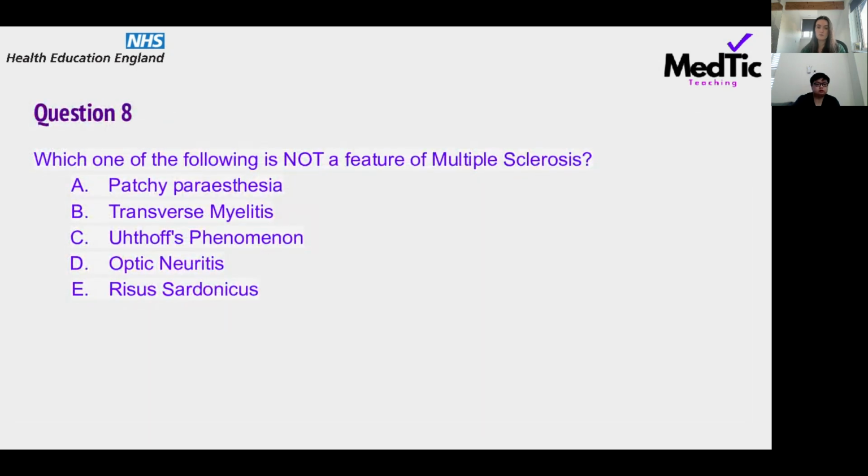So this next question over here talks about multiple sclerosis, but it asks which one of the following is not a feature of MS. I'll give you guys some time to think about this one. Right. Any last two people want to answer?